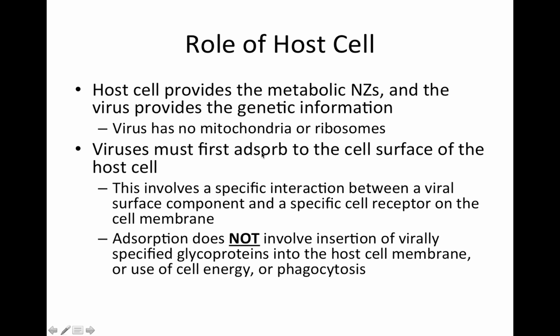The virus must first adsorb to the cell surface of the host cell. This involves a specific interaction between the viral surface component, like a surface spike, a protein spike, and a specific cell receptor on the cell membrane. So adsorption does not involve insertion of virally specified glycoproteins into host cell membranes, or use of cell energy, or phagocytosis. It's strictly just a specific cell receptor on the cell membrane and a viral surface component.